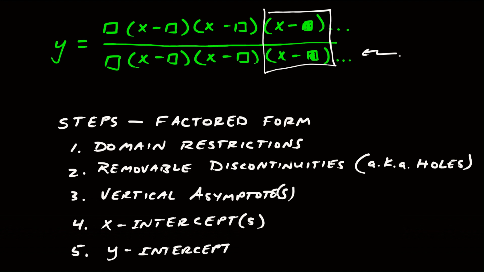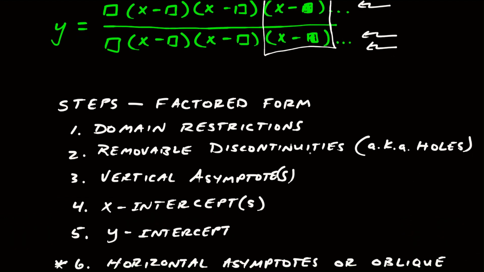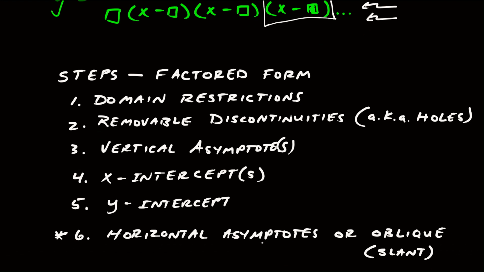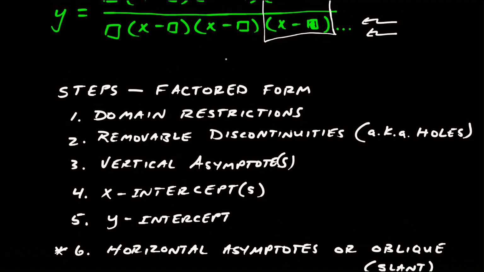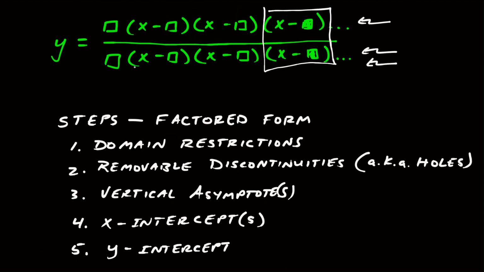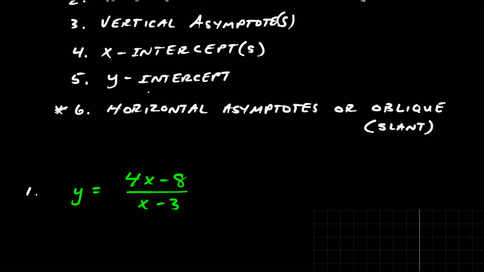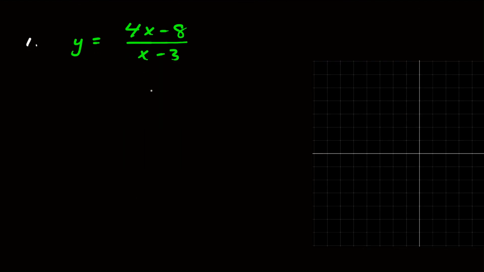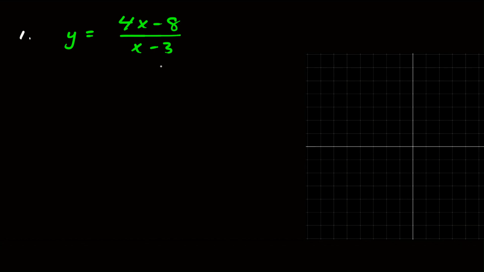Vertical asymptotes will also come from the denominator. They'll be the remaining zeros. The x-intercepts will be the remaining zeros of the numerator. The y-intercept we'll get simply by substituting in 0 for x. And the horizontal asymptotes are when we're going to compare the degree of the numerator to the degree of the denominator. So let's go ahead and take a look at 6 different examples and go through these steps the same way.